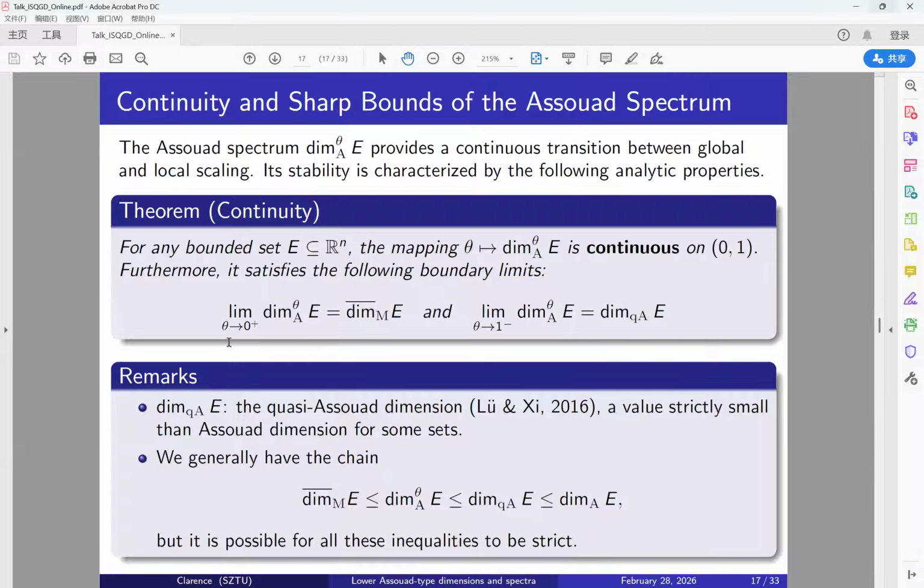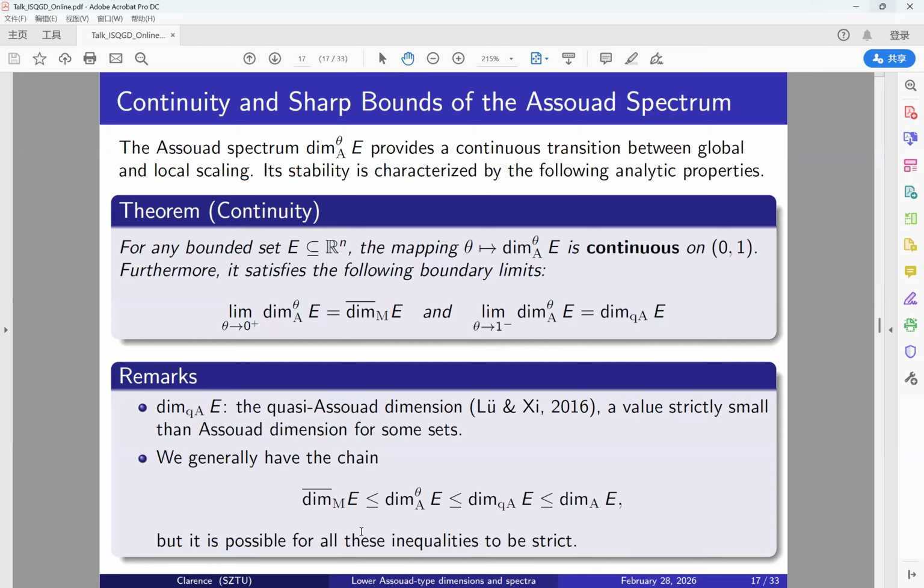If theta tends to 0, the Assouad spectrum will approach the upper box dimension, or the upper Minkowski dimension. However, when theta tends to 1, the Assouad spectrum will approach another notion called the quasi-Assouad dimension. The quasi-Assouad dimension could be strictly smaller than the Assouad dimension for some sets, but we will not say more about that since it is a bit beyond our topic today. Moreover, we have the general dimension chain like this.